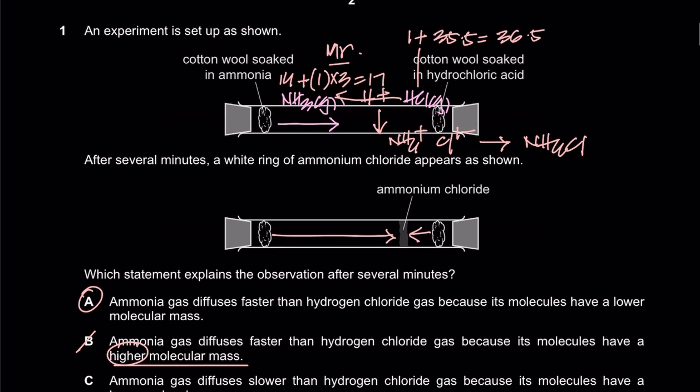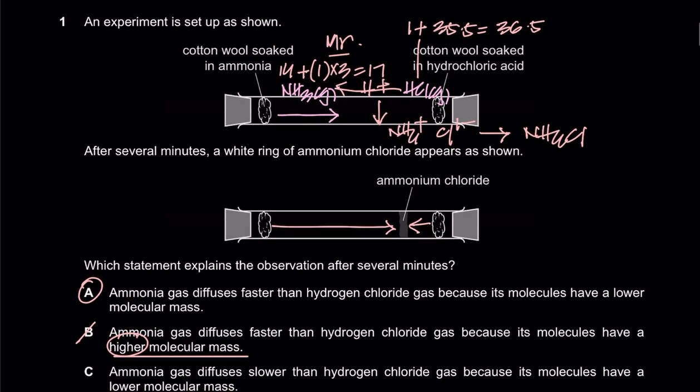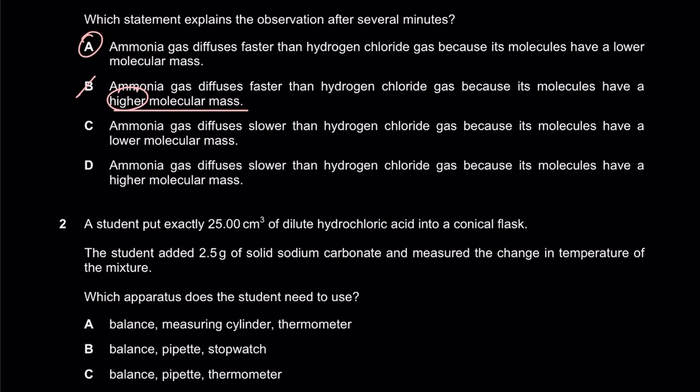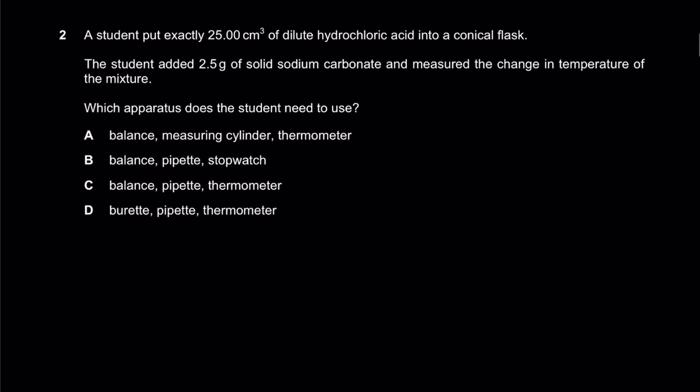And fun fact, it does not have a higher molecular mass. It has a lower relative molecular mass. Now it says ammonia gas diffuses slower. It diffuses faster. So that's how you can be certain about an MCQ that A is 100% correct. You don't need to check this out again at the end.